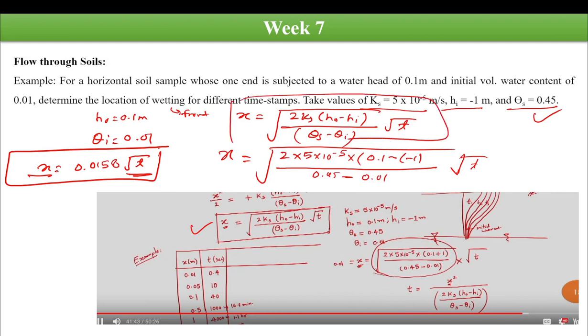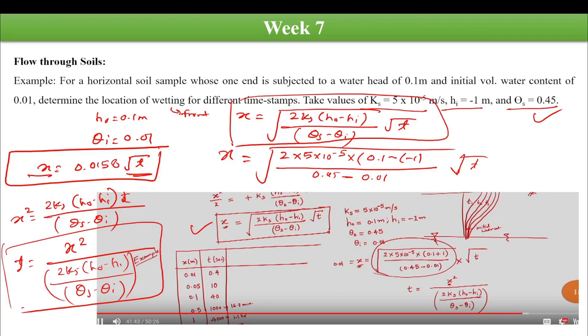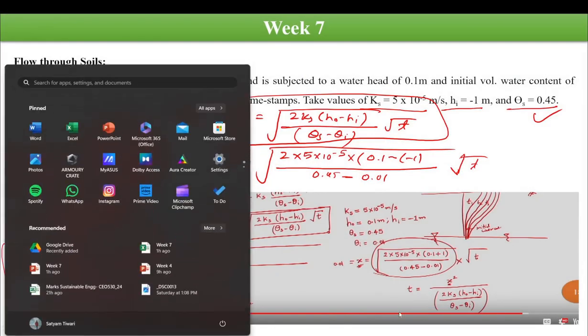How we can do that is, if we rearrange this expression, we obtain x square is equal to twice Ks times H naught minus Hi, times t, divided by theta s minus theta I. If we solve it further, the time is equal to x square upon twice Ks times H naught minus Hi, divided by theta s minus theta I. So if we use this expression to determine the times when the wetting front will be at a particular location, let's see how we can do that.